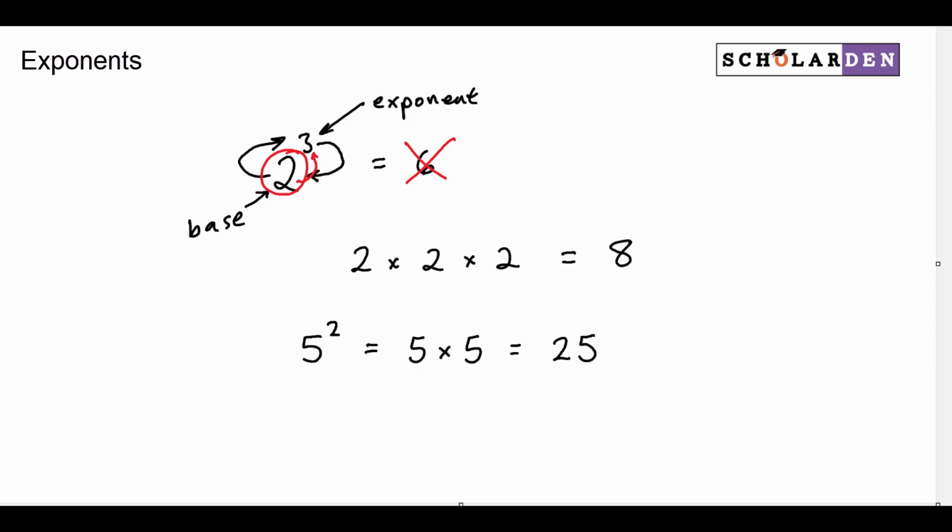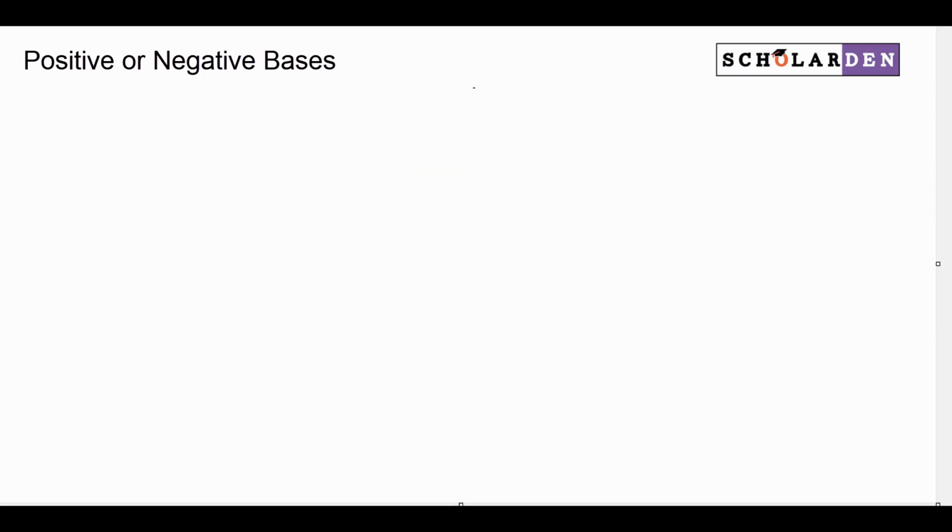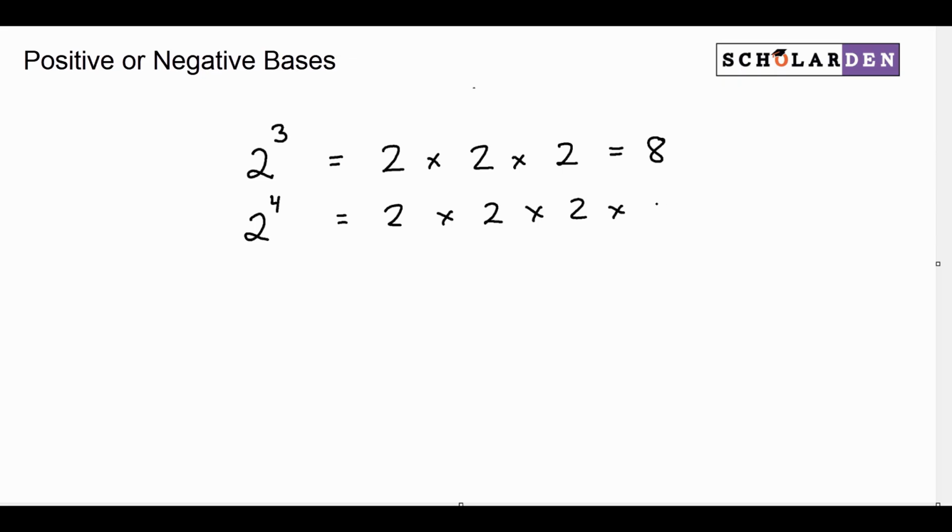Now, what about negative numbers being raised to a power versus positive? Let's see how that works out. Let's look back at what we did. 2 to the third power, that's a positive number, and we know that we got a positive answer. Now, if we said 2 to the fourth power, we're going to get 2 times itself 4 times, which is 16.